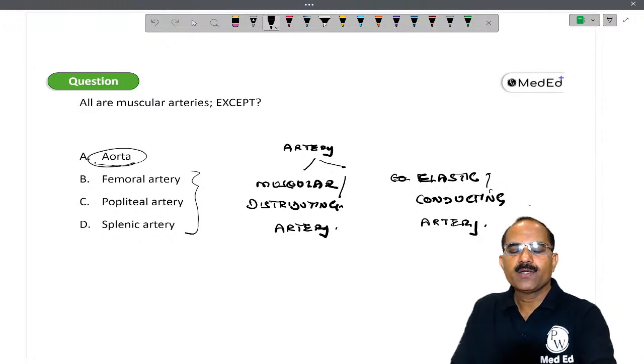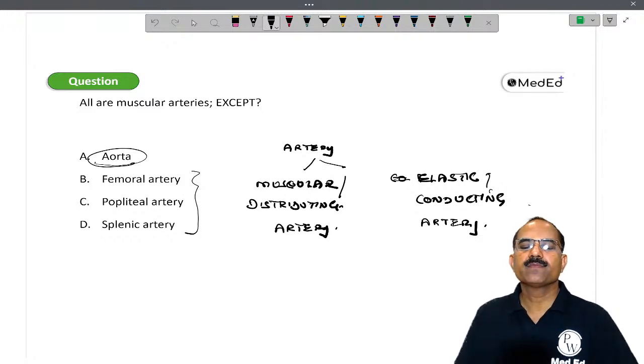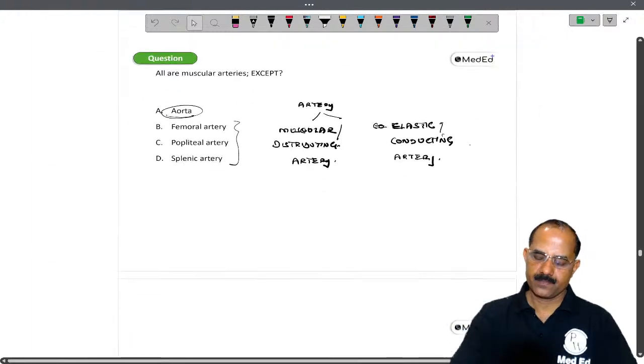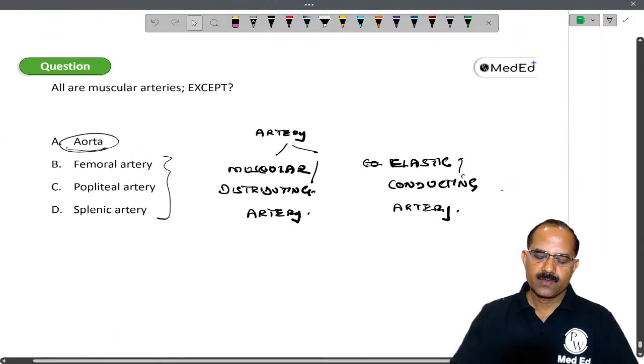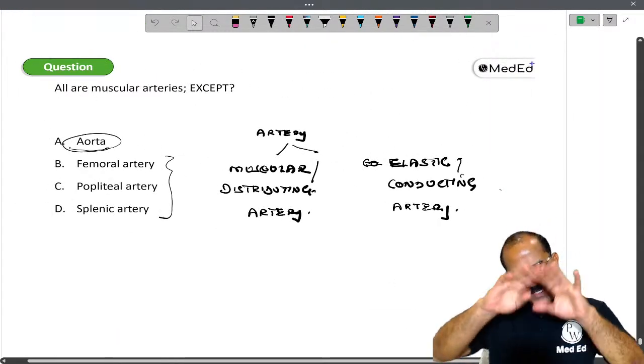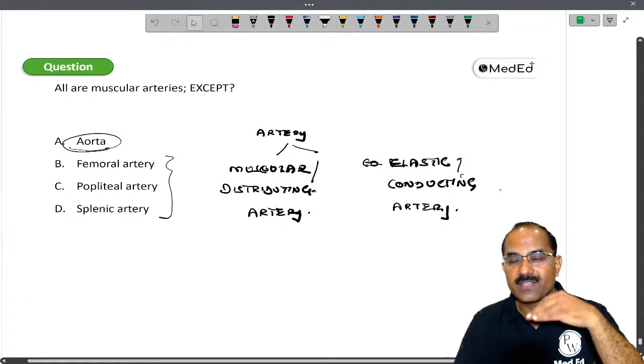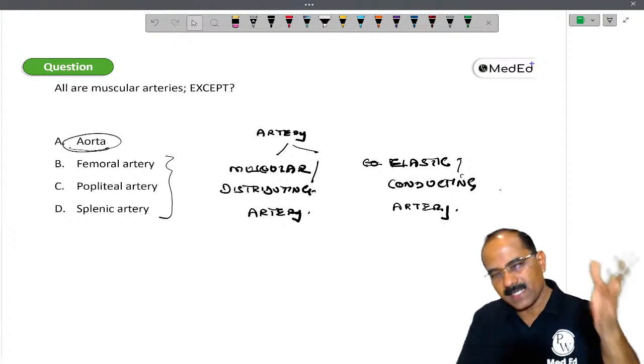Is it clear to all of you? Muscular arteries have more muscle fibers. Elastic arteries have collagen, but the elastic fibers are more. Collagen fibers are there, but elastic fibers are more.